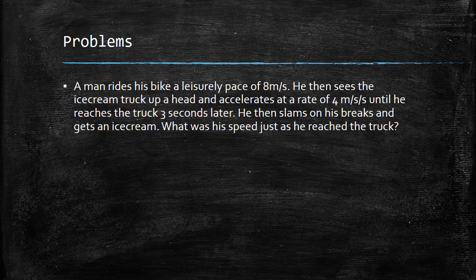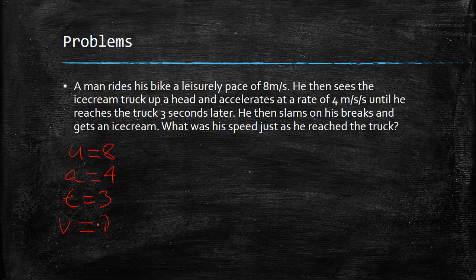What was his speed just as he reached the truck? Alright, like anything, let's write out what we have. He's riding his bike at a leisurely pace of 8 meters a second, so we can assume that is his initial velocity. Sees the ice cream shop ahead and accelerates at a rate of 4 meters a second squared. So we have his acceleration is equal to 4. And he reaches the truck 3 seconds later. So we have t is equal to 3. What was his speed just as he reached the truck? So we want to find v.